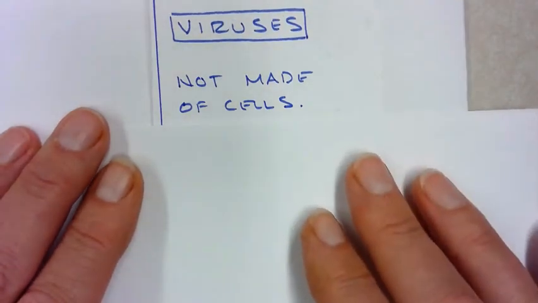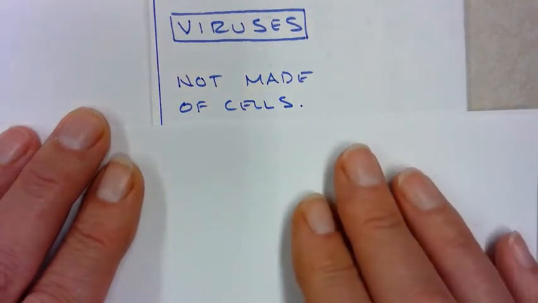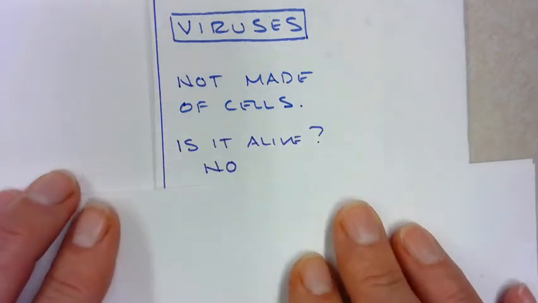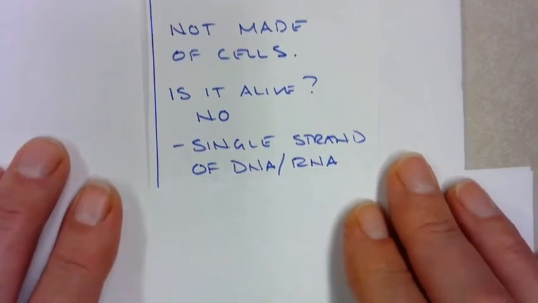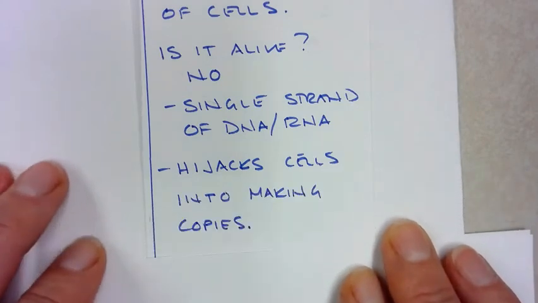They are a parasite. They actually go and find a living thing and they inject their genetic information into the cell and make the cell make copies of them. It is not alive. Again, it is a single strand of RNA code. It basically hijacks the cells into making copies.